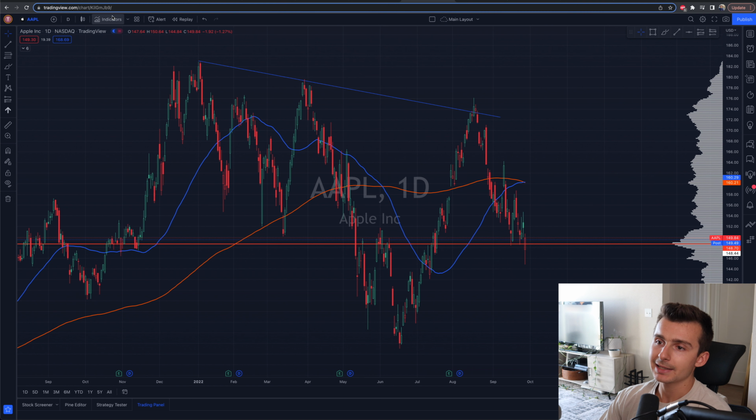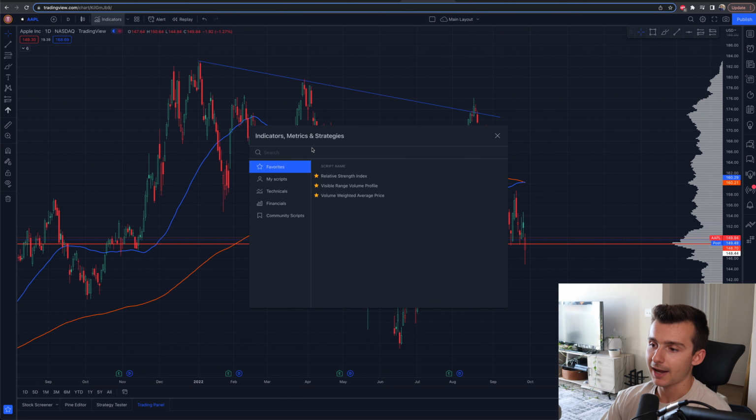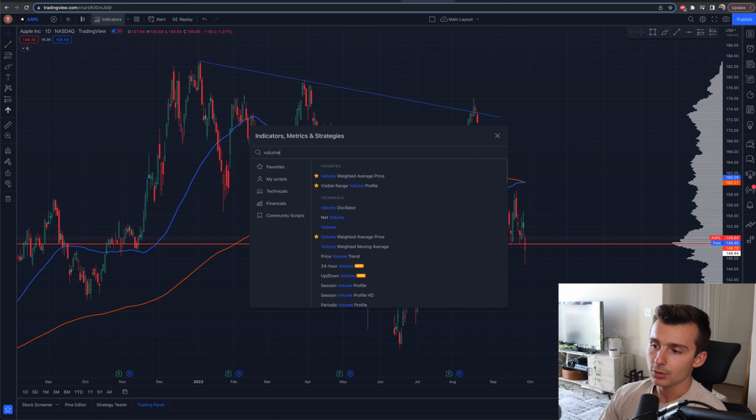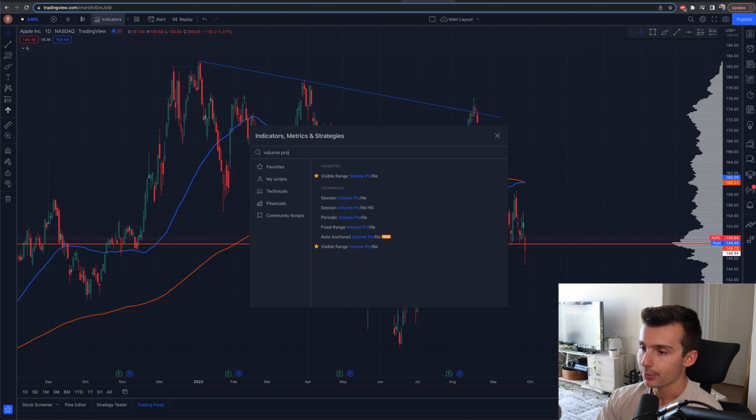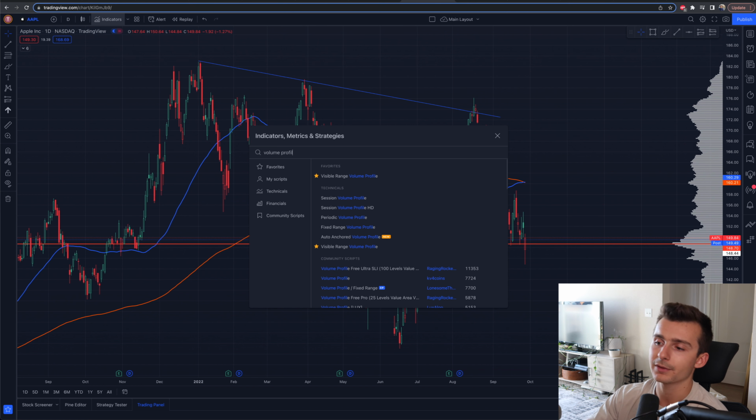So what you're going to do is go to the indicators tab up in the top left. Then type in volume. And as you go, you're going to look for the visible range volume profile, okay? So you can type in volume profile. If I just type in volume profile right here, there's going to be a couple different options. There's the auto-anchored volume. There's all different things, okay?